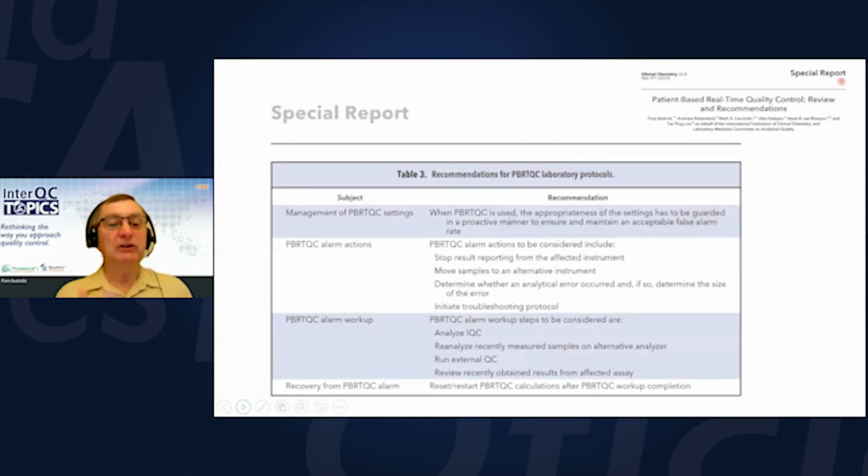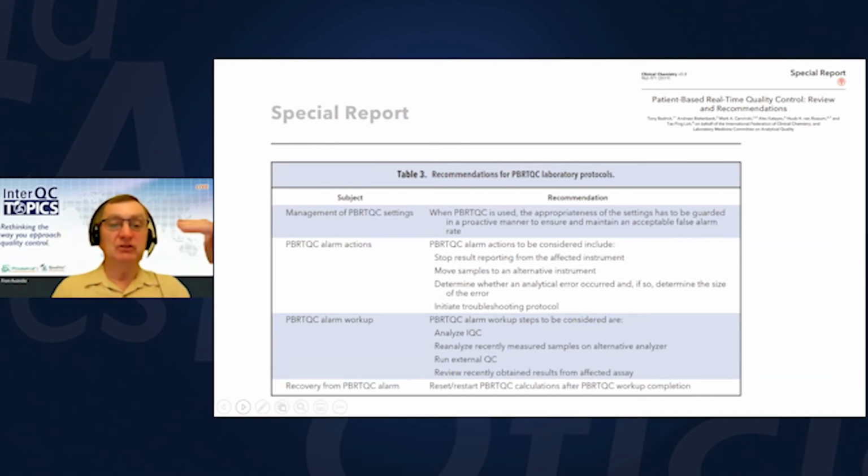And then the question of integration. So how do you integrate patient-based real-time QC into your routine laboratory process? You need to have recommendations for the management of your settings. Who's going to be able to change these settings? What happens when there's an alarm? If there's a flag, what are you actually going to do?